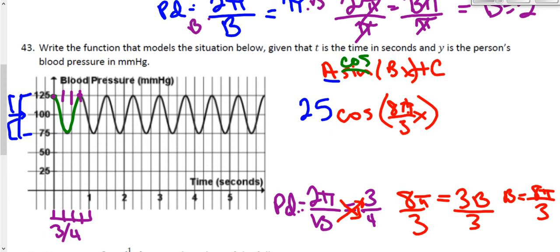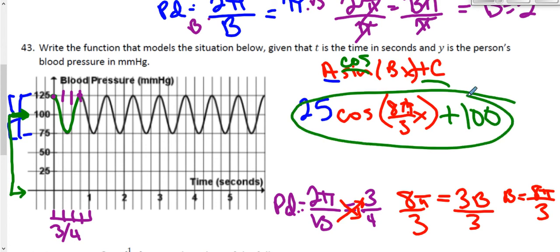Last but not least, I need to find my vertical shift, c, which is how far my midline has moved from 0. So my midline is right here. That's the center of my graph. Remember, it goes back and forth between 75 and 125, so the midline's right here at 100, and it's supposed to be at 0. So it has moved up 100 spaces from 0. So this is my equation.